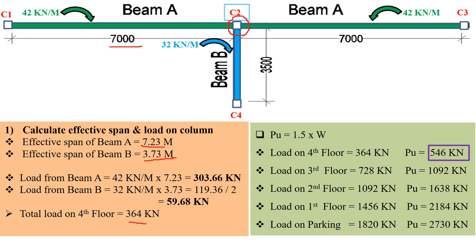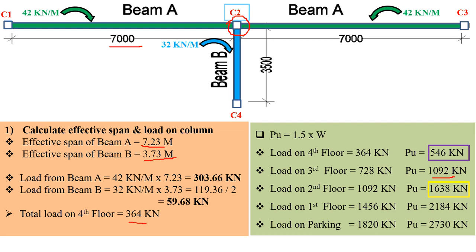And moving to the third floor. The third floor is going to have the addition of the load from the third floor plus the fourth floor, so it will be double of 364. So it becomes 728. 728 multiplied by 1.5, I am getting 1092 kilonewton. Similarly for the second floor, again it will be 3 times 364, so I am getting 1092. So 1092 multiplied by 1.5, I am getting 1638 kilonewton.